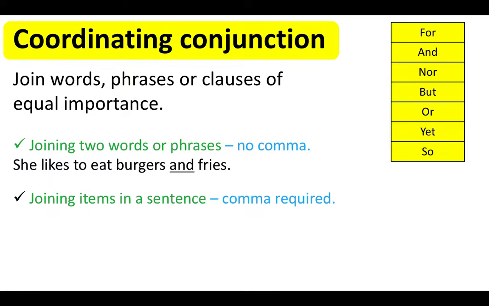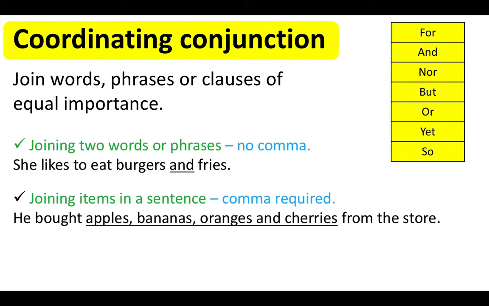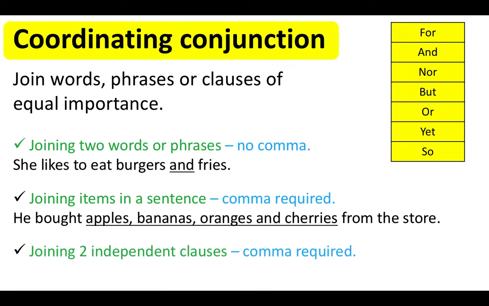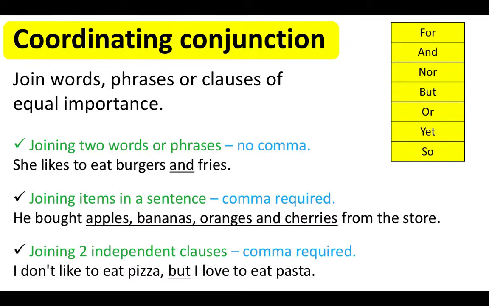When joining items in a list, a comma is required. For example, he bought apples, bananas, oranges, and cherries from the store. When joining two independent clauses, a comma is required. For example, I don't like to eat pizza, but I like to eat pasta.